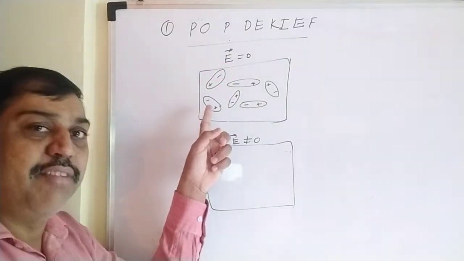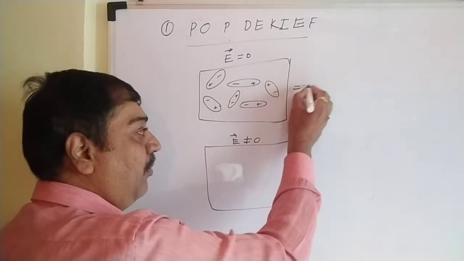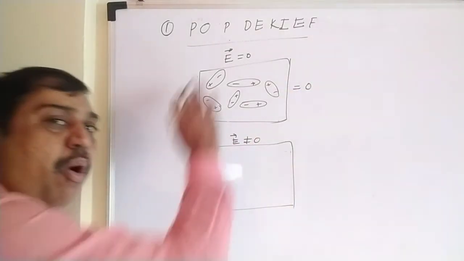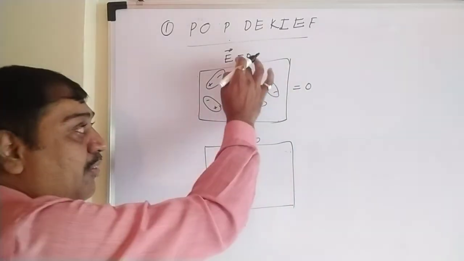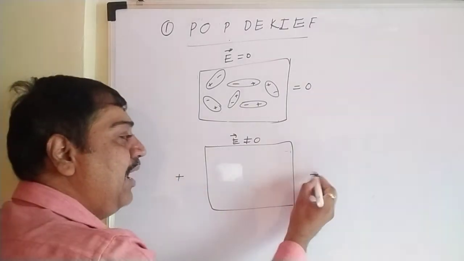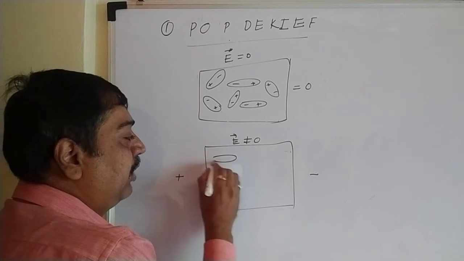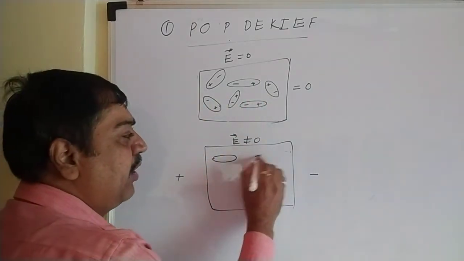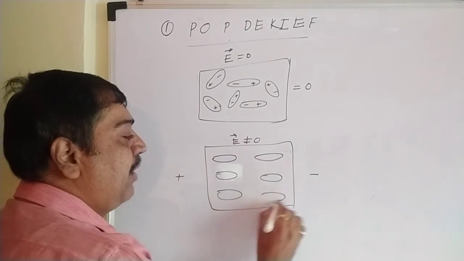They have the polarities, but they are moving randomly, so the resultant polarity is zero. The resultant polarity due to all dipoles is zero. Why? Because they are randomly oriented in the absence of an electric field. When we apply some electric field, suppose positive to this side, negative to this side, what will occur? They get aligned. All these randomly oriented dipoles get aligned in a certain direction.